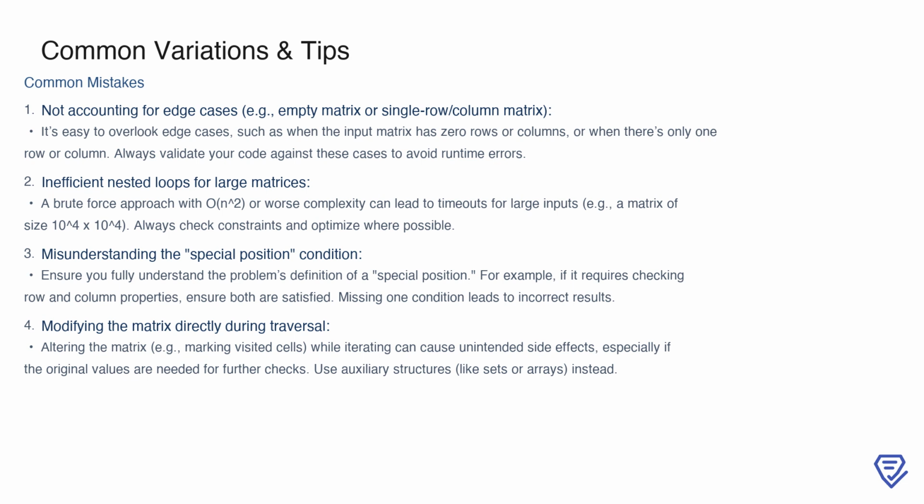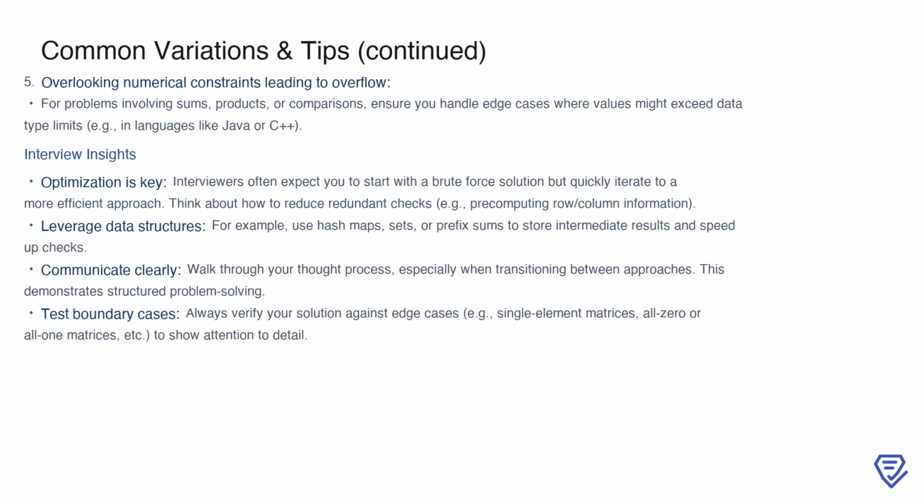Finally, modifying the matrix during traversal can cause unintended side effects, especially if the original values are needed later. Instead of altering the input, consider using auxiliary data structures, such as arrays or sets, to track information and avoid these issues altogether. Another common mistake to be aware of is overlooking numerical constraints that can lead to overflow.